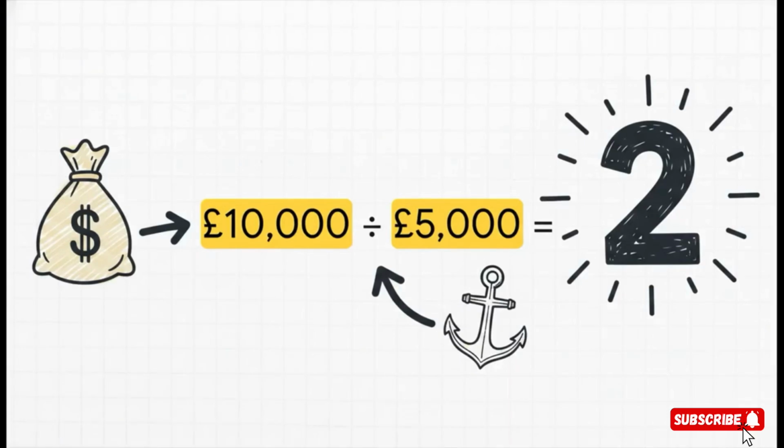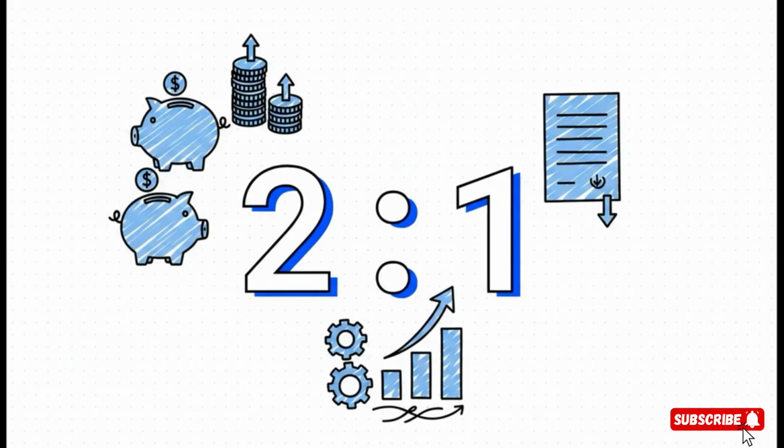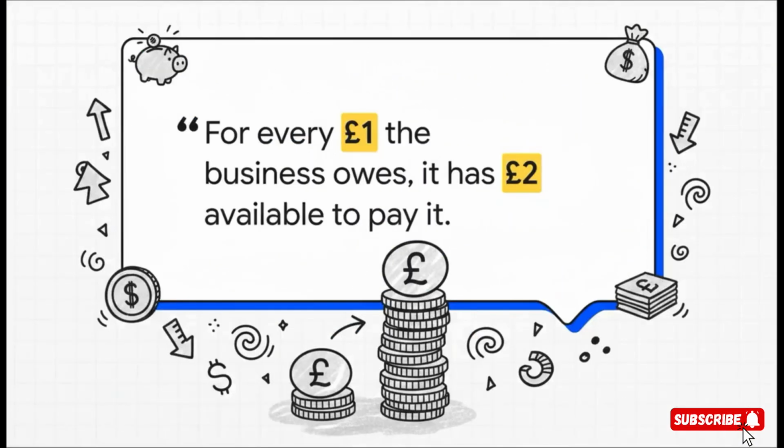That's 10,000 pounds in assets divided by 5,000 pounds in liabilities, which gives us 2. And this gives us our final ratio, 2 to 1. It's such a simple number, but its meaning is incredibly powerful. So what does it actually tell us about this company? Well, it means this: for every single pound the business owes right now, it has 2 pounds ready and available to pay it off. That's a pretty comfortable cushion, wouldn't you say? It basically has double what it needs to cover all its immediate bills.